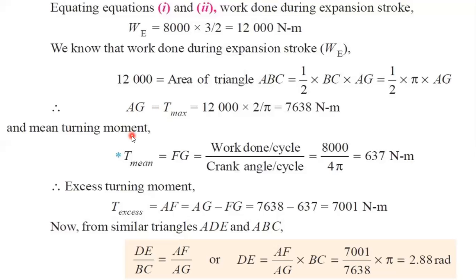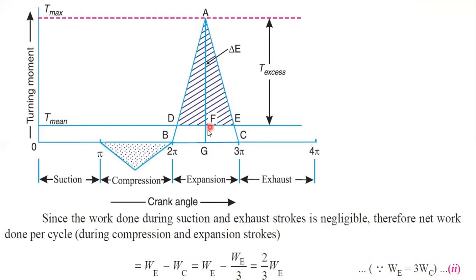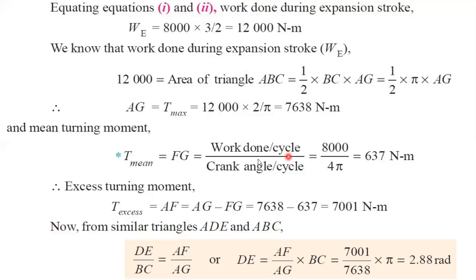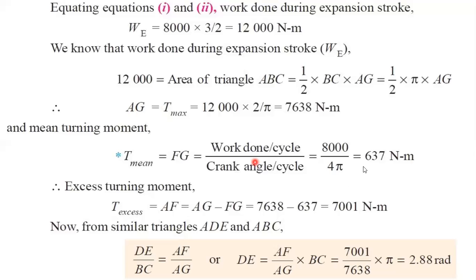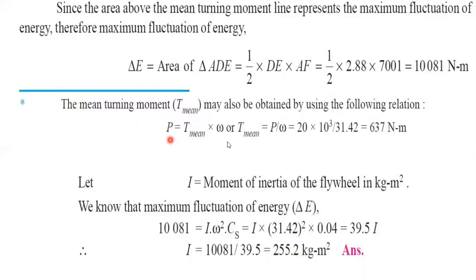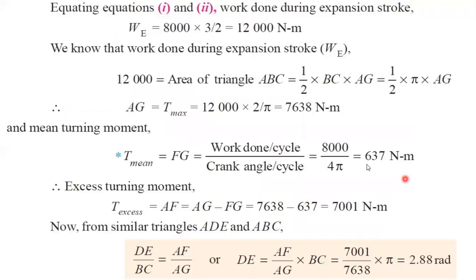So finally, T mean is nothing but FG. T mean FG we can determine by work done per cycle divided by crank angle per cycle. Work done per cycle is 8000, which we got here. Crank angle is 4 pi. So we can easily get the answer. We can also calculate by another formula, that is, power is equal to T mean into omega. So T mean is power by omega. Power is 20 into 10 power 3. Omega is 31.42 and we can easily get 637. So any of these two methods we can follow.